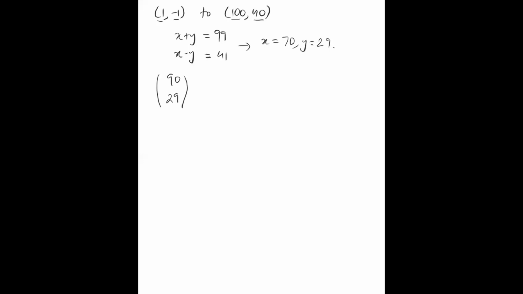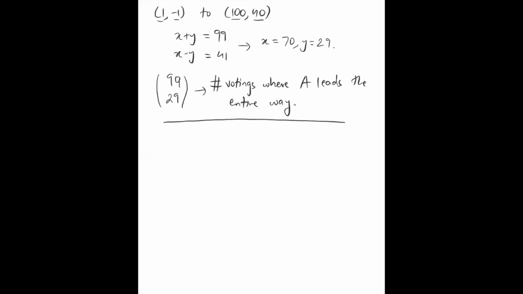Okay, so this is the number of votings. So 99 choose 29 is the number of votings where A leads the entire way. So that gives us our answer.